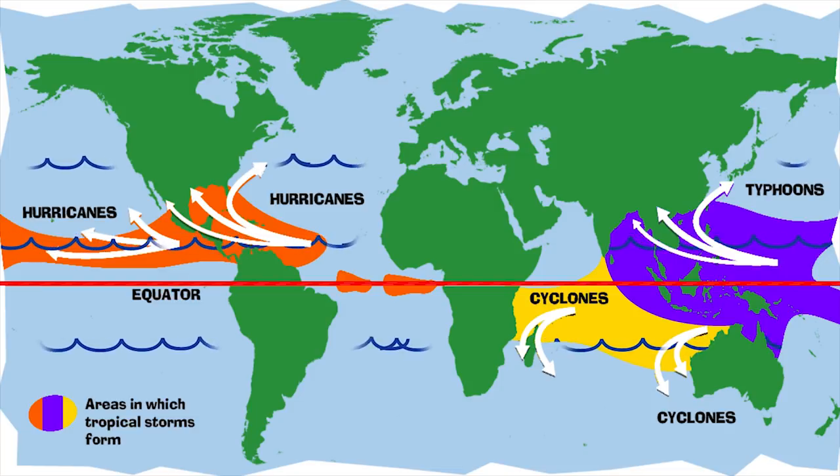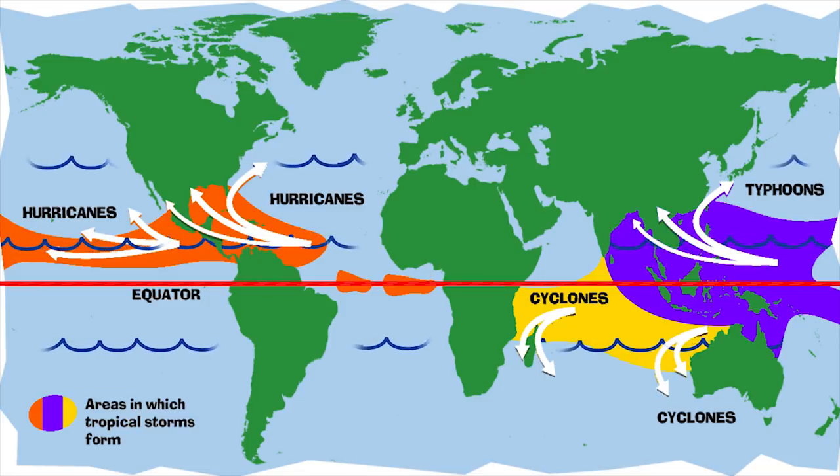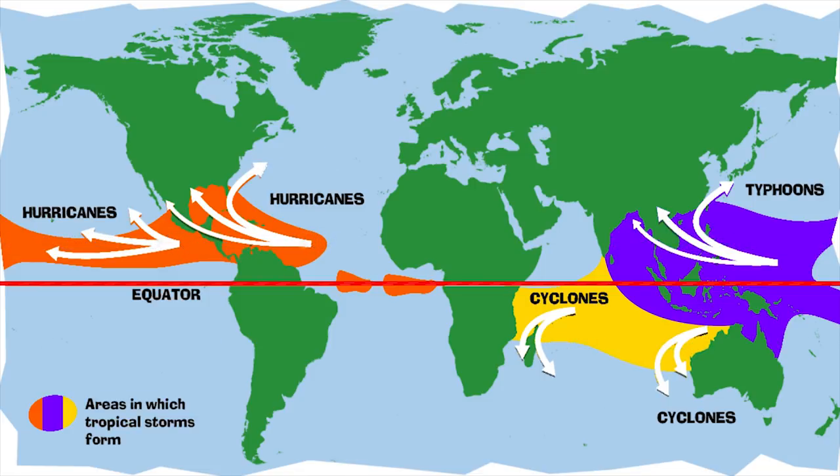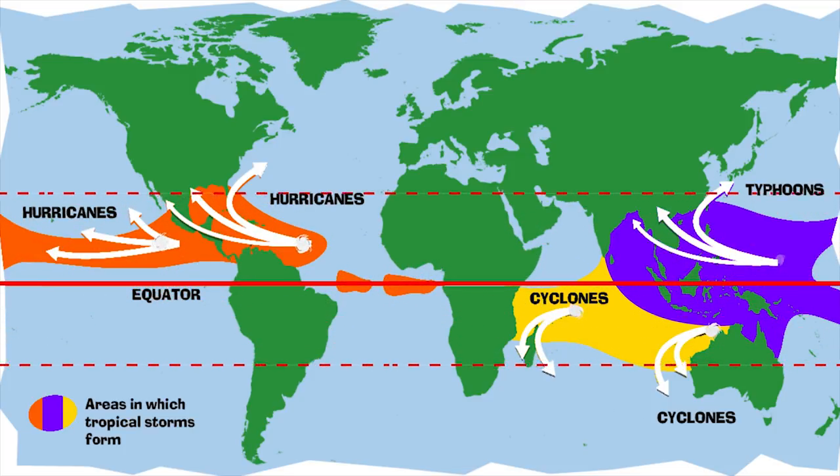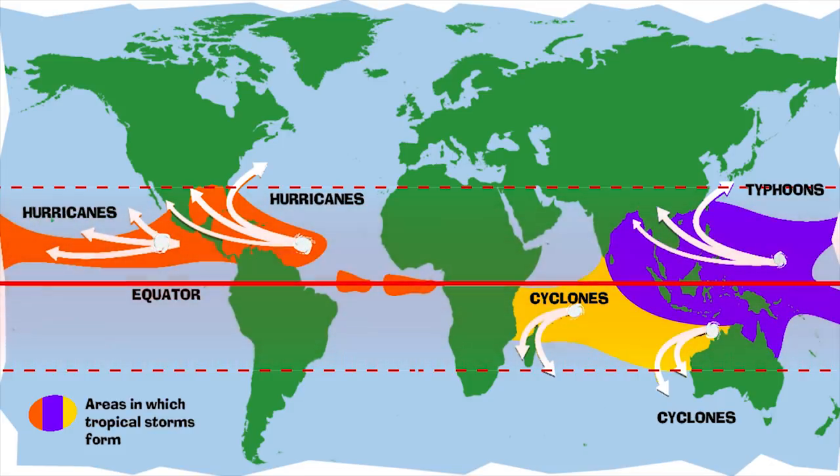Most hurricanes are going to be forming over the ocean, but what part of the ocean? It looks like they're all forming in the center of our map. What's in the center of our map? It's the equator. And what happens at the equator? Well, that's the warmest part of our Earth.